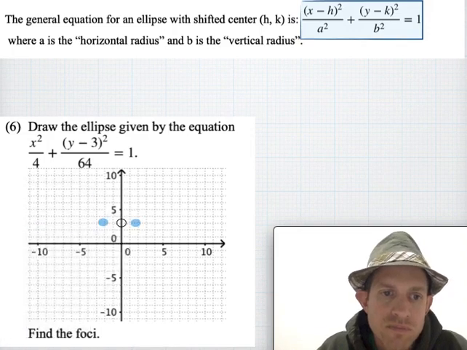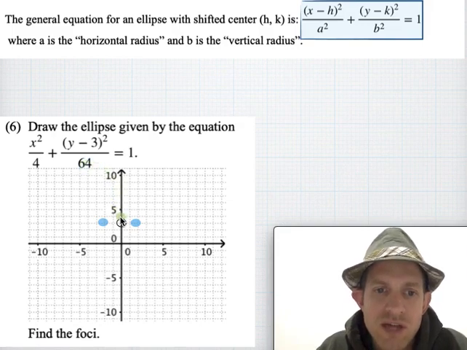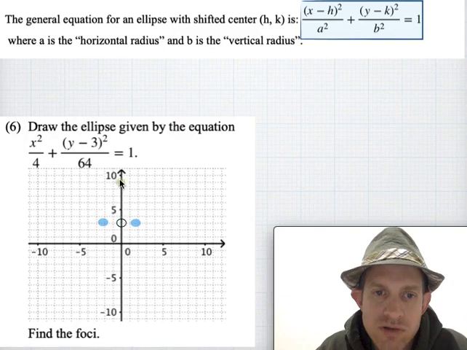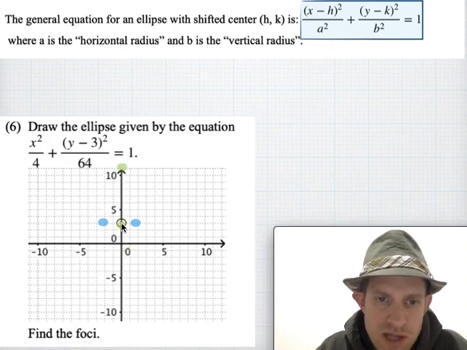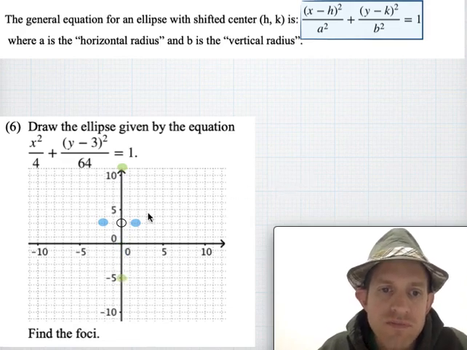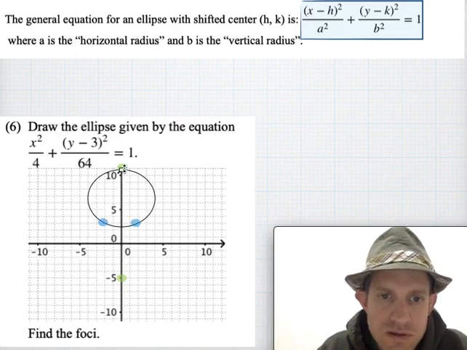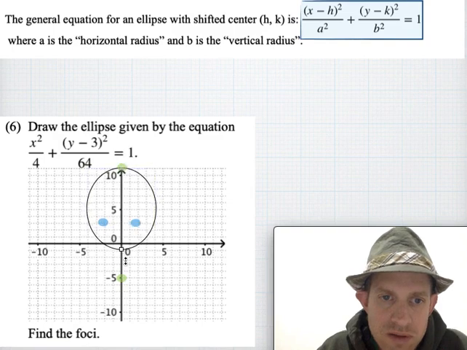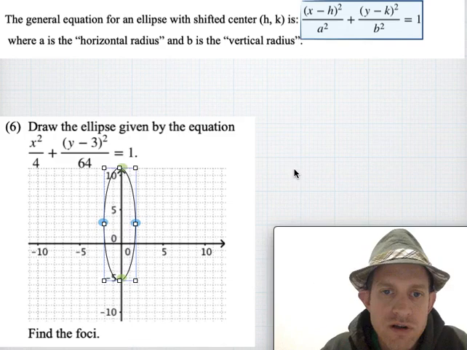To go vertically, I'm going to have to go up square root of 64. That would be 8 units up. And so 3 plus 8 puts us at 11. And if I go down 8, 3 more, 5, I think that brings us to negative 5. And so our ellipse here is going to go from there to there and here to here. And so there's our ellipse.